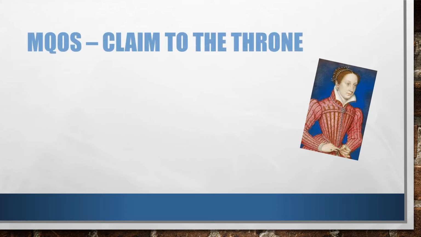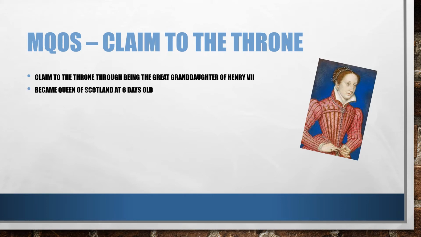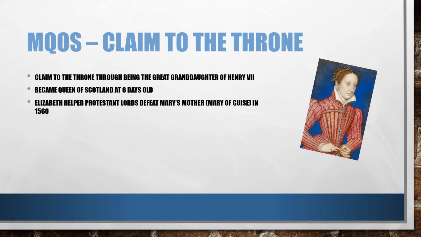So Mary, Queen of Scots' claim to the throne comes through the lineage of being the great-granddaughter of Henry VII. She became Queen of Scotland at 6 days old after Henry VIII killed her father, James IV, in battle at the Battle of Flodden in 1514. She went to France to marry the King of France, who then subsequently died soon after, and so she returned to Scotland.